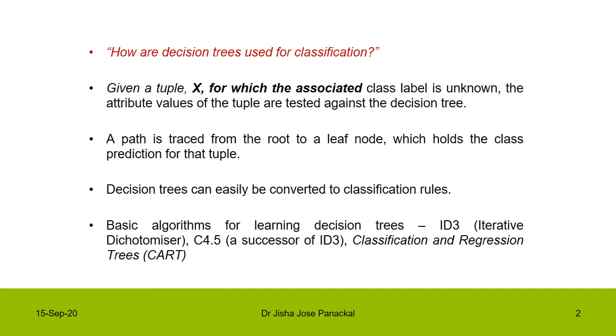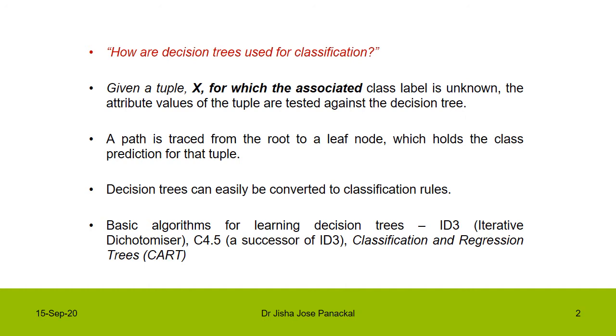Now let's see how decision trees are used for classification. Given a tuple X for which the associated class label is unknown, the attribute values of the tuple are tested against the decision tree. A path is traced from the root to a leaf node which holds a class prediction for that tuple. Decision trees can easily be converted to classification rules. So we are finding classification rules from the decision trees, and it is used for classification.